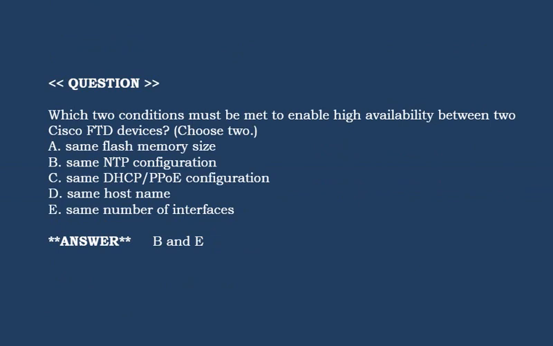Next question is, which two conditions must be met to enable high availability between two Cisco FTD devices? Choose two options. Option A. Same flash memory size. Option B. Same NTP configuration. Option C. Same DHCP PPPoE configuration. Option D. Same host name. Option E. Same number of interfaces. Correct answer is option B and option E.